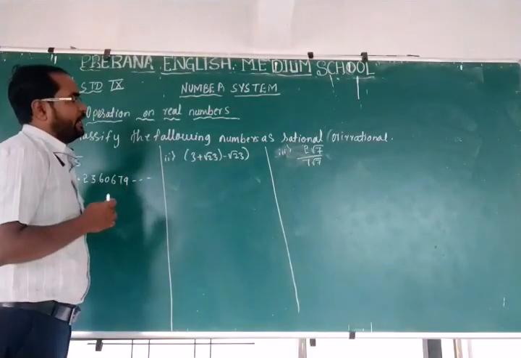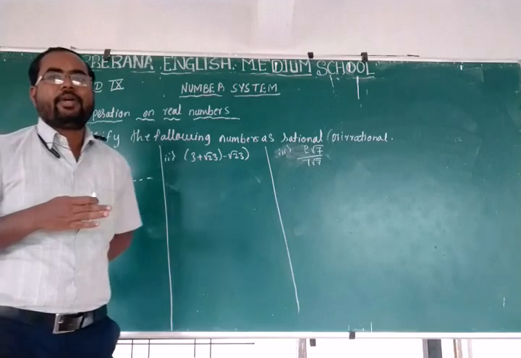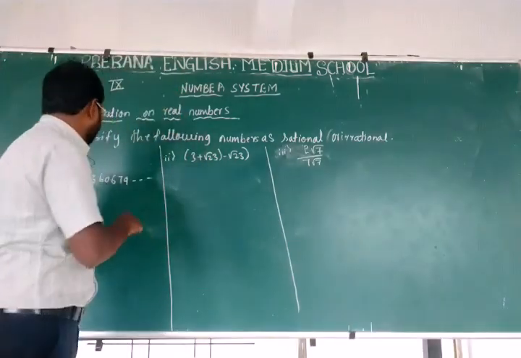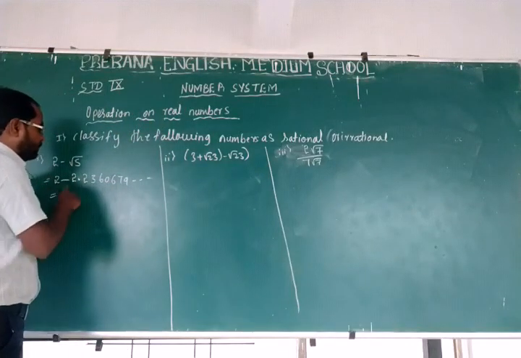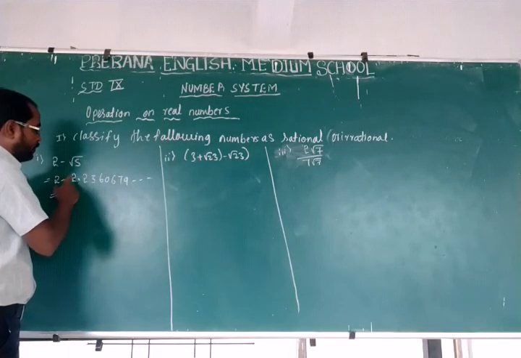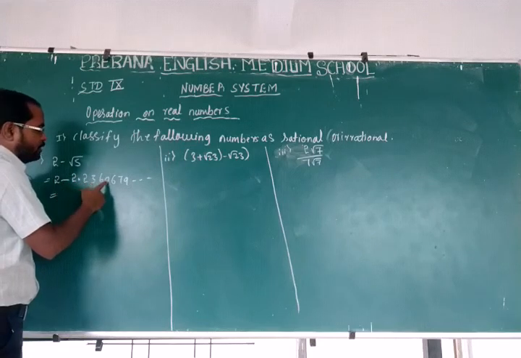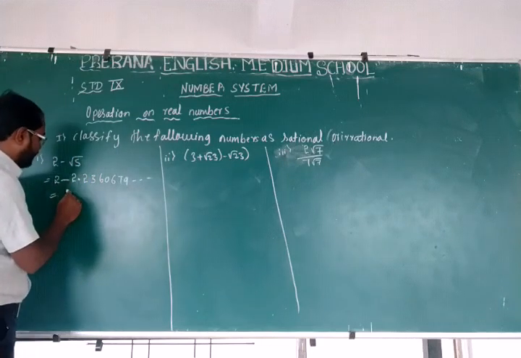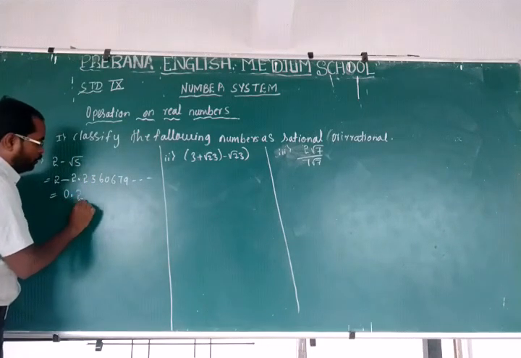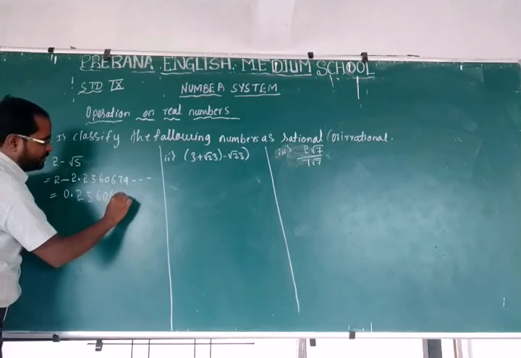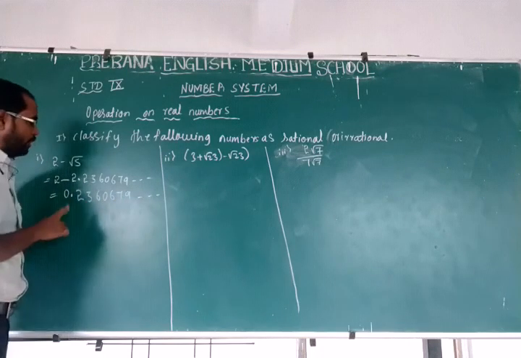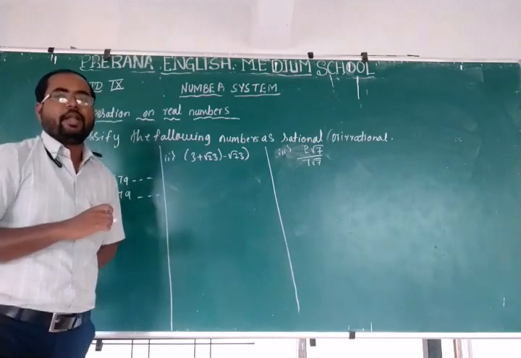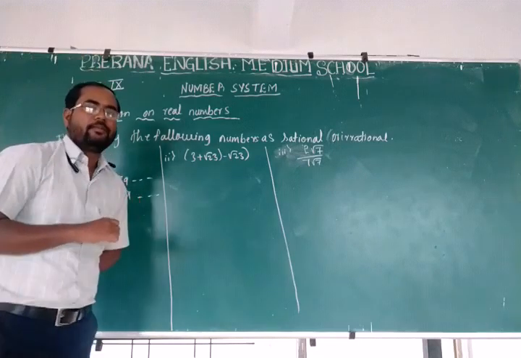Classify the following numbers as rational or irrational. Here we have to classify and say whether each is rational or irrational. First one is 2 minus root 5. The value of square root of 5 is 2.2360679 and so on. It is non-terminating. So when you subtract, you will get 0.2360679 and so on. So the decimal expansion we have got is non-terminating, and also it is non-recurring.